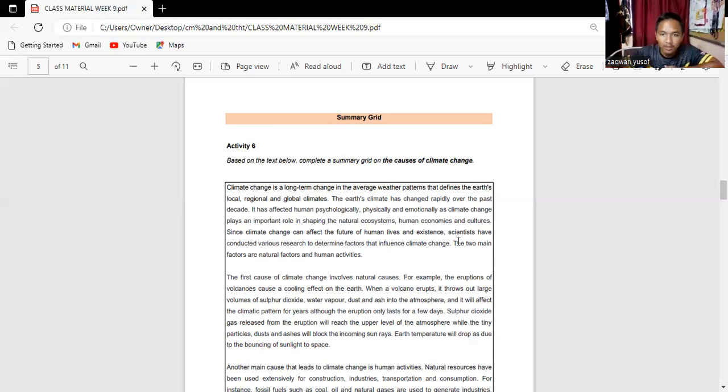existence, scientists have conducted various research to determine the factors that influence climate change. The two main factors are natural factors and human activities.